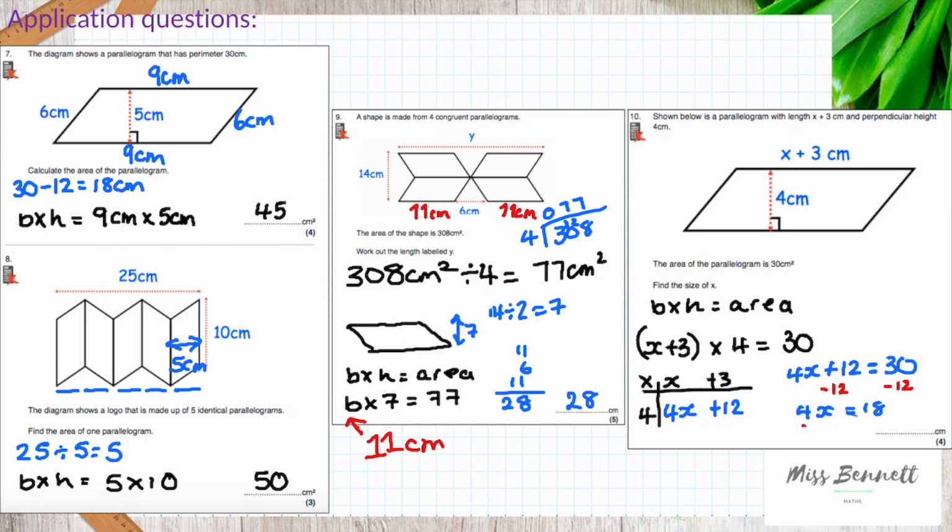And then I want to divide both sides by 4. So I get 1x on the left, 18 divided by 4, half it and half it again. So half of 18 is 9, and half of 9 is 4.5 centimetres, which is my final answer.